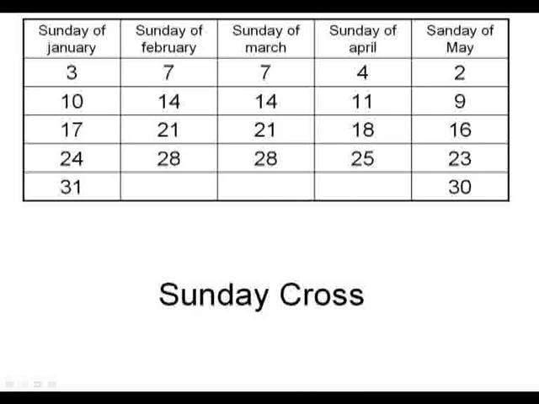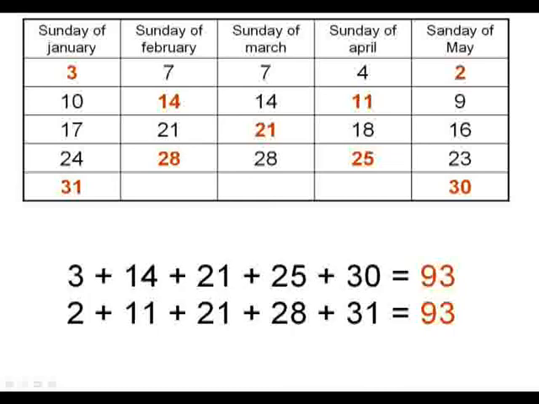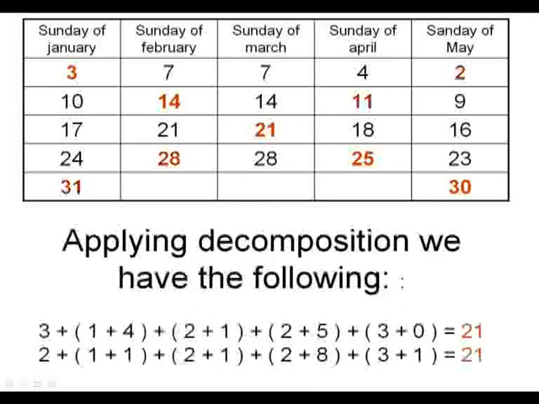We take for example the Cross Sunday. To do this we take every Sunday of January, every Sunday in February, and so on up to May. We draw the diagonal, add its terms, and it gives us 93. Despite the disparity of numbers, the next diagonal is also 93. Applying decomposition we have the following. We get 21 in one diagonal, and 21 in the next diagonal.